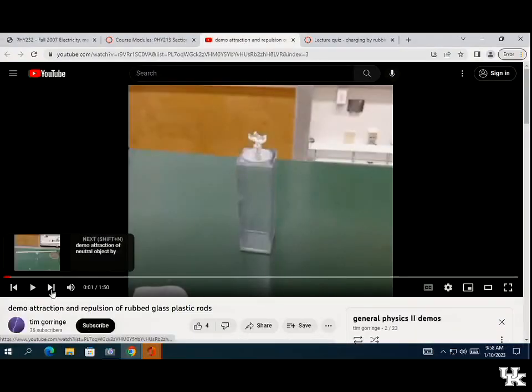So the first thing you're going to see is the repulsion from two glass rods. Look out for that. Then you're going to see the repulsion from two plastic rods. Look out for that. Those are like materials repelling one another. And then you're going to see the attraction between a glass rod and a plastic rod. That's unlike materials attracting one another. And so that's the basic spectrum of electricity.